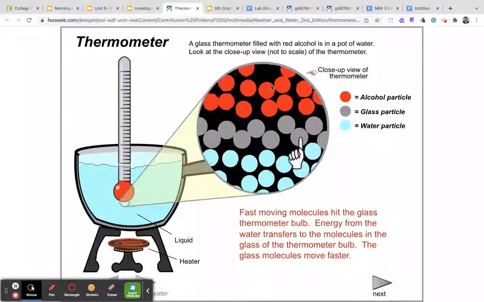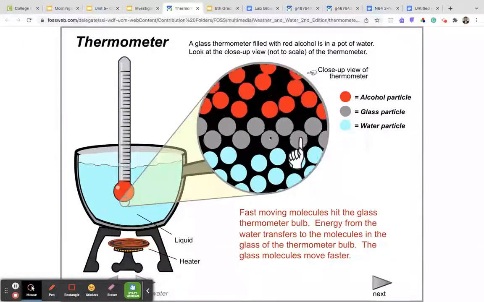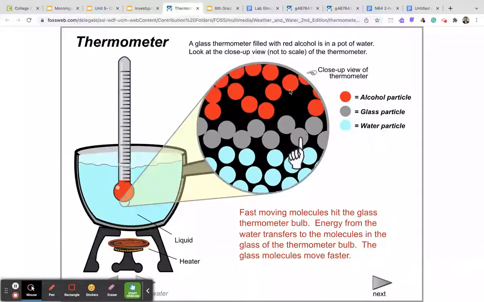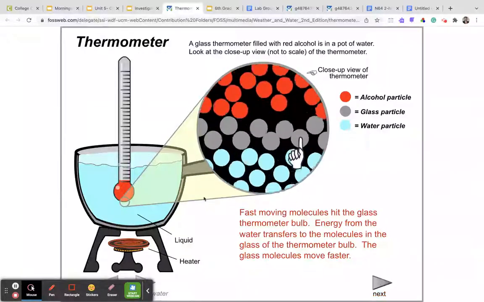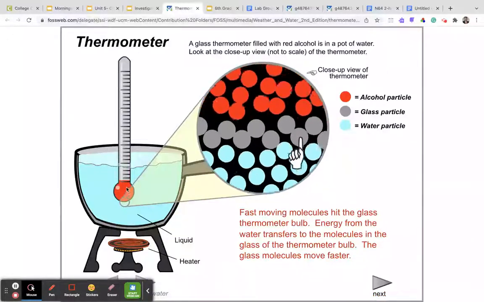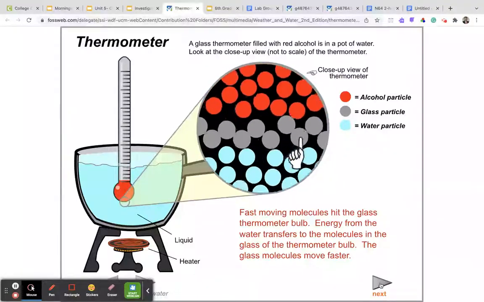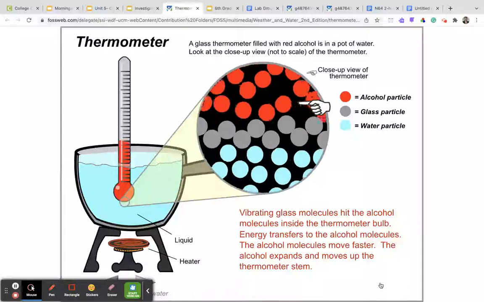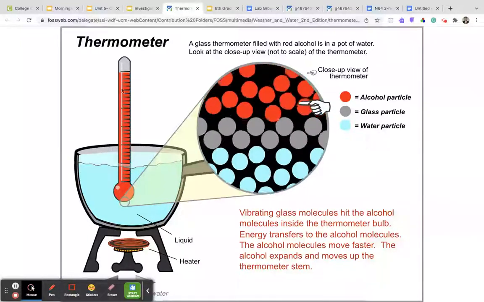Then the next step is what's going to happen inside the actual thermometer. You can see we haven't gotten to the alcohol particles yet. When we do, we're going to notice that the alcohol particles are going to speed up. And when they do that, they're going to be moving faster and further apart, which causes our alcohol particles to expand up the thermometer. So let's go ahead and see what that looks like. As they speed up, they start to move further apart, and they travel up the thermometer.